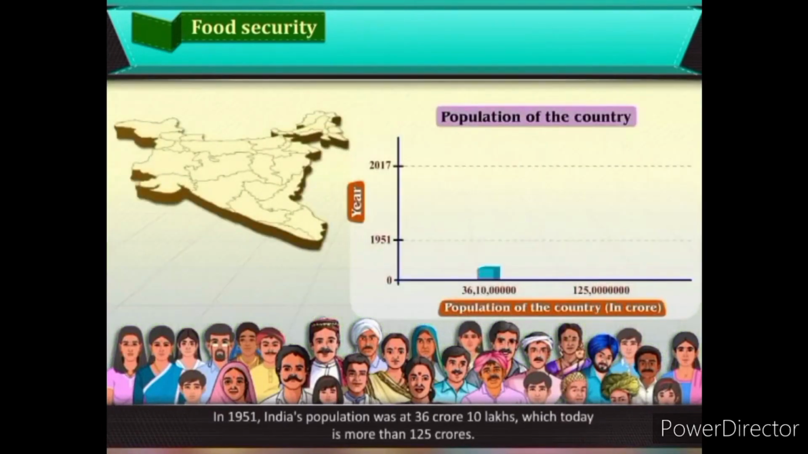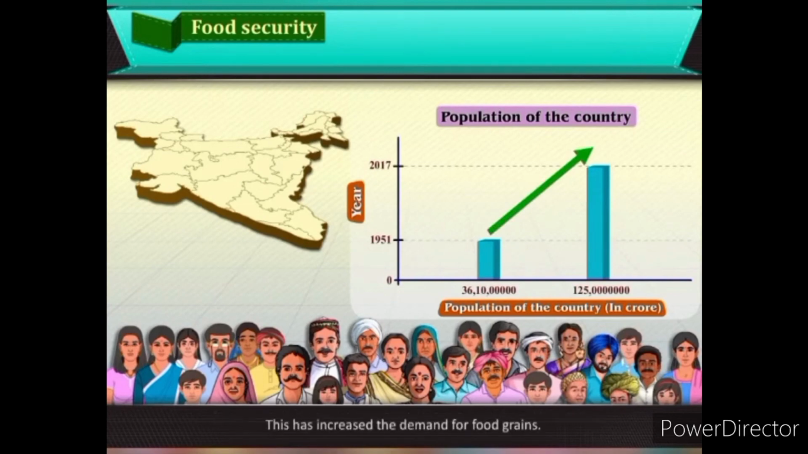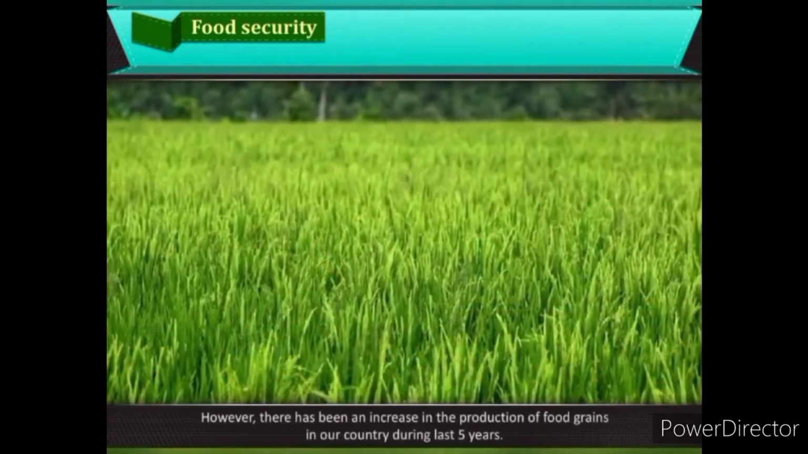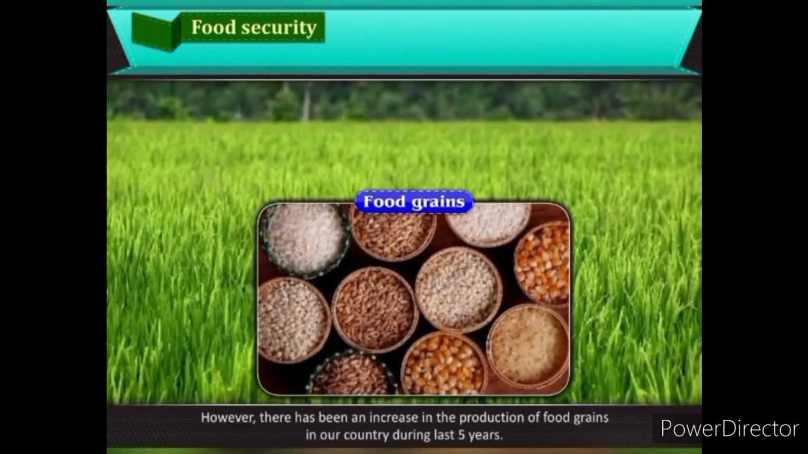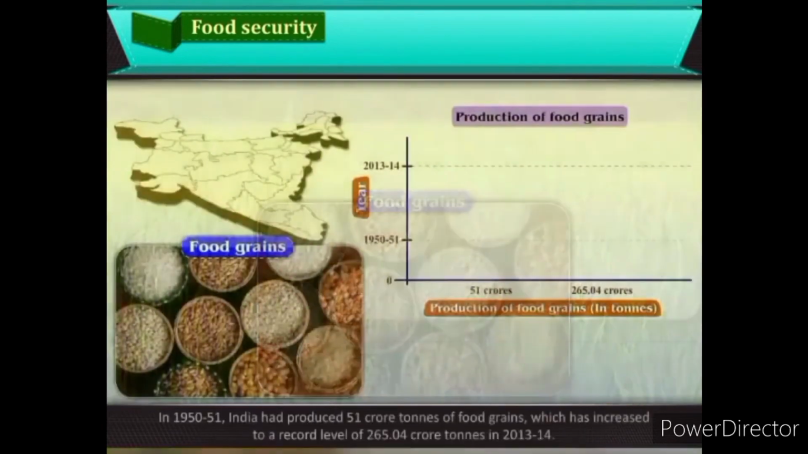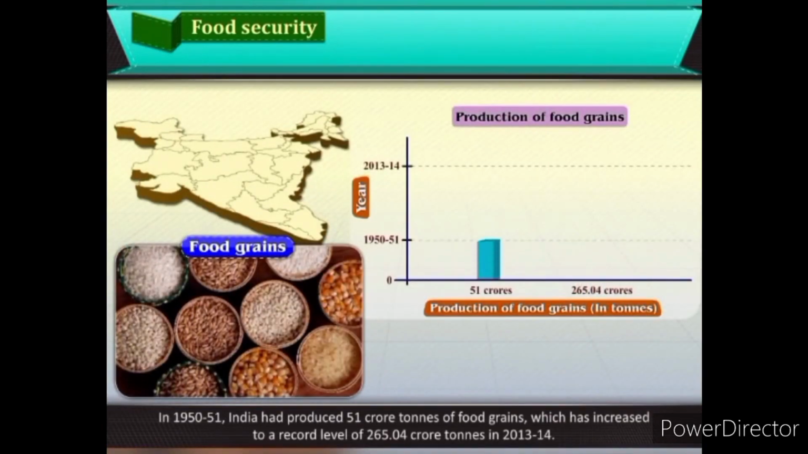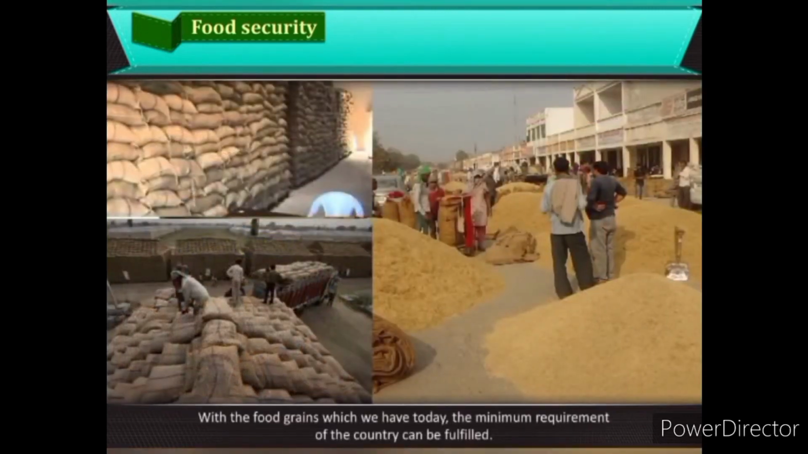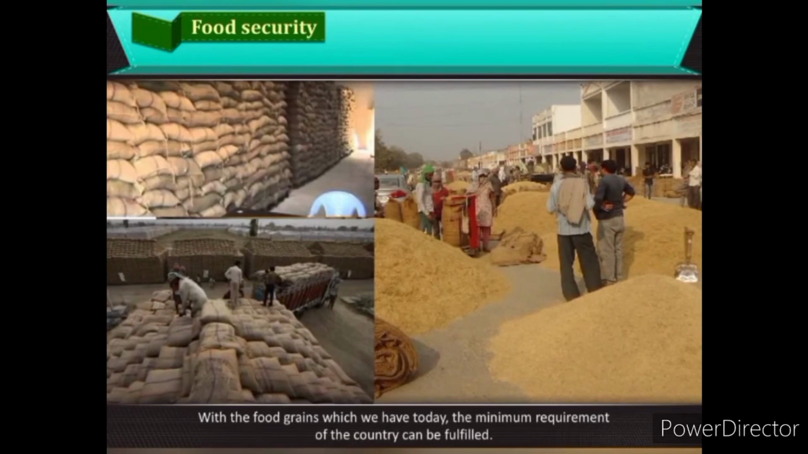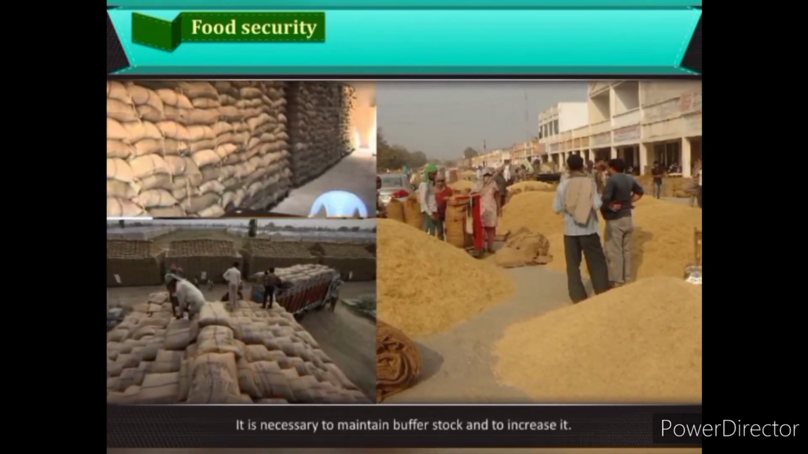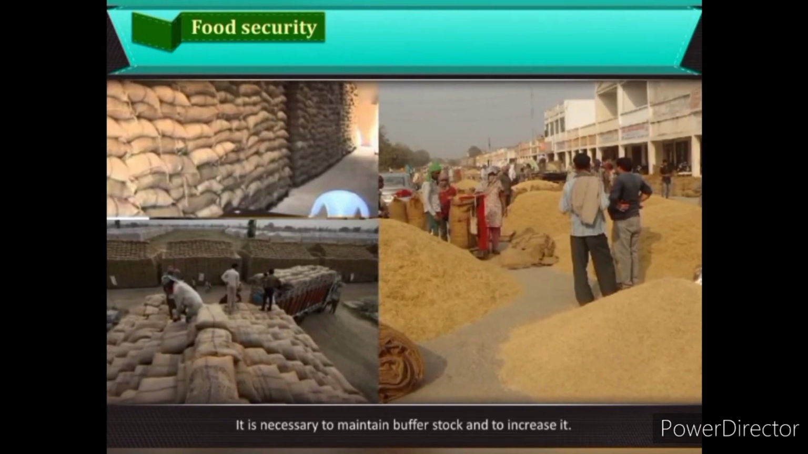In 1951, India's population was 36 crore 10 lakhs, which today is more than 125 crores. This has increased the demand for food grains. However, there has been an increase in the production of food grains in our country during the last 5 years. In 1950-51, India had produced 51 crore tons of food grains, which has increased to a record level of 265.04 crore tons in 2013-14. With the food grains which we have today, the minimum requirement of the country can be fulfilled. It is necessary to maintain buffer stock and to increase it.